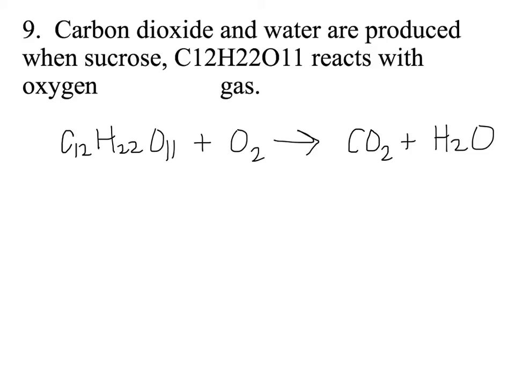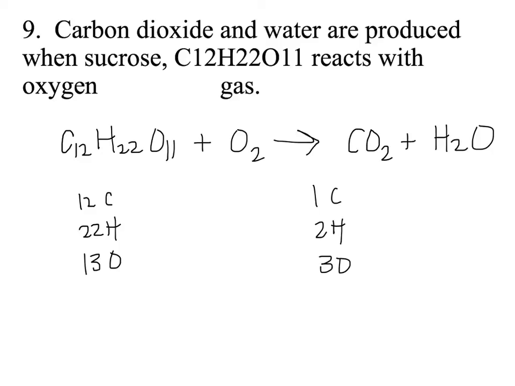Okay, atom inventory. Let's see here. We happen to have on the reactant side, there are 12 carbons. Hydrogen, it looks like there are 22. Oxygen, I have 11 plus those other 2. That's going to be 13 oxygen. On the product side, let's see. We have 1 carbon, 2 hydrogen, and 3 oxygen.